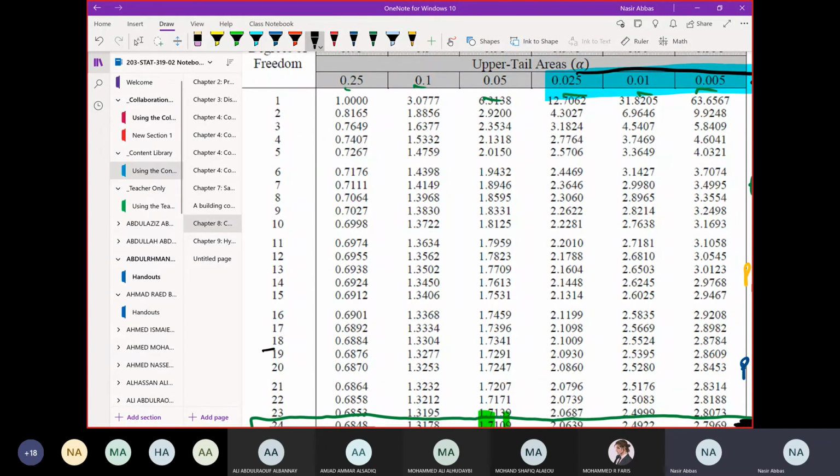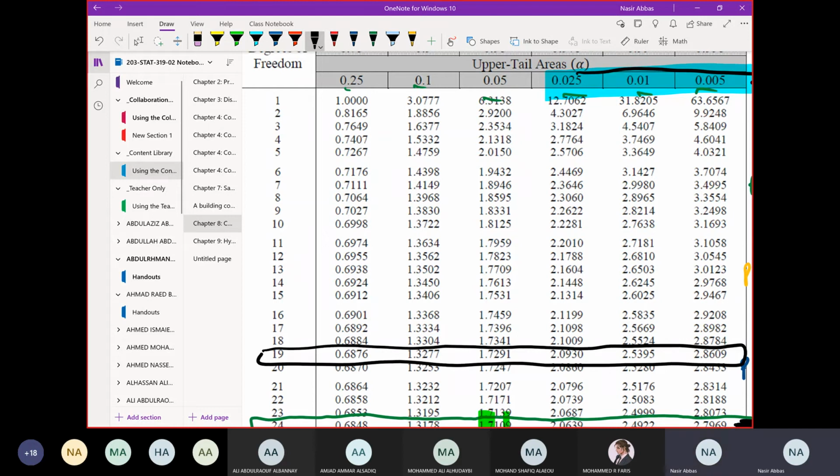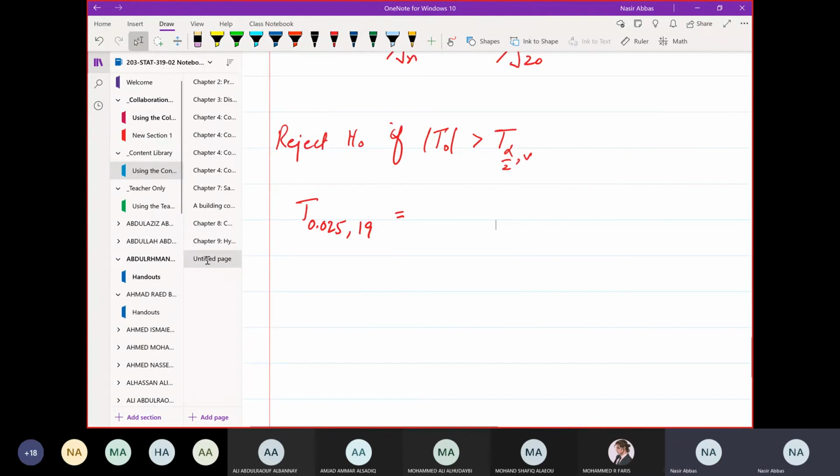Look into 19 degrees of freedom, against 0.025, it will be this value, 2.0930. That's my critical value.